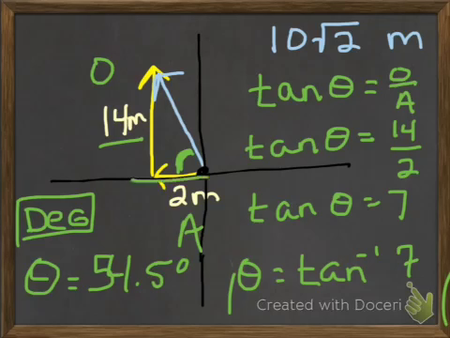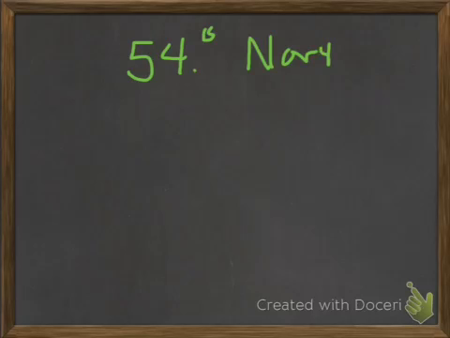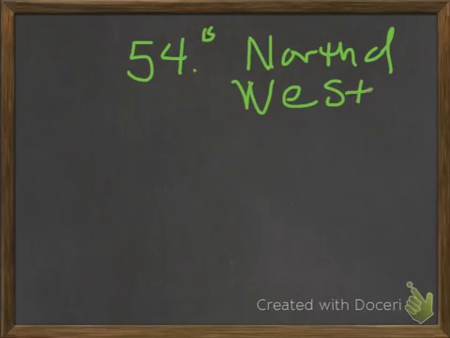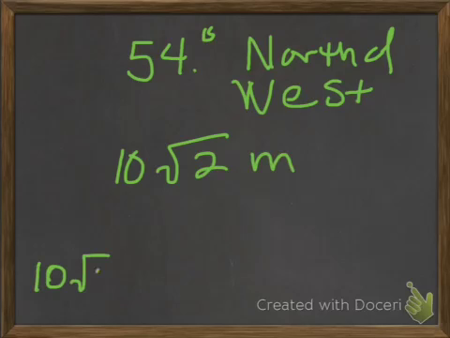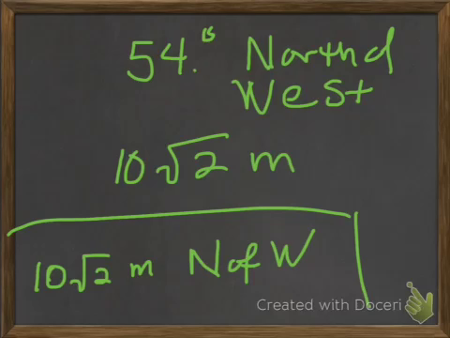So my final answer is 54 degrees north of west with a magnitude of 10 square root of 2 meters. So actually probably 10 square root of 2 meters north of west. That's how you would solve that problem there. Now we have our total displacement.